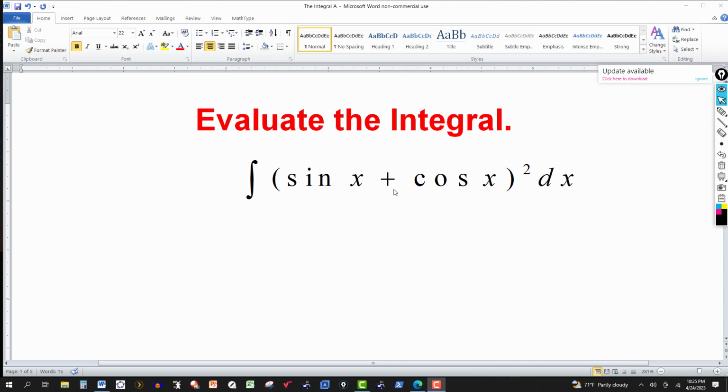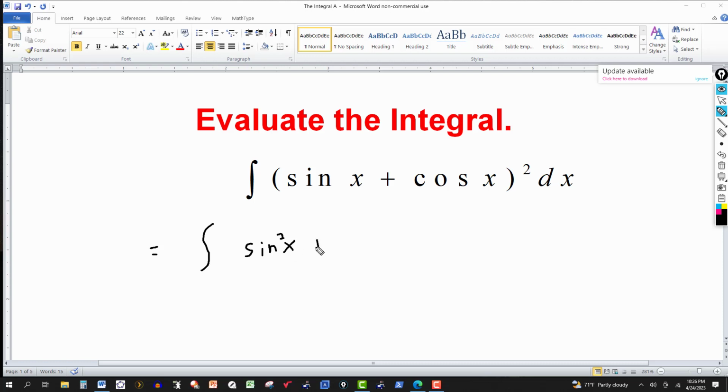Now in this particular case we have sine of x plus cosine of x quantity squared. That's your integrand. So I'm not even going to look at a substitution here. I'm just going to go ahead and square this out. That's (a plus b) squared. Okay, got the first term, second term. So simply square the first term. Again, it's like (a plus b) quantity squared. That's a squared plus 2ab plus b squared.